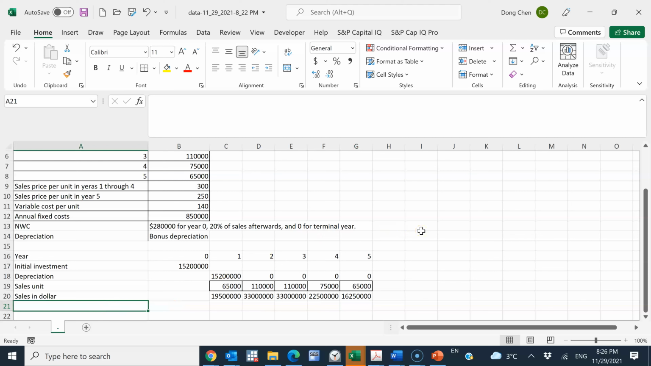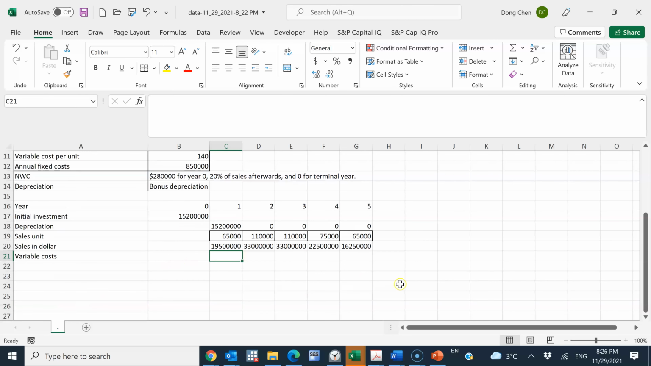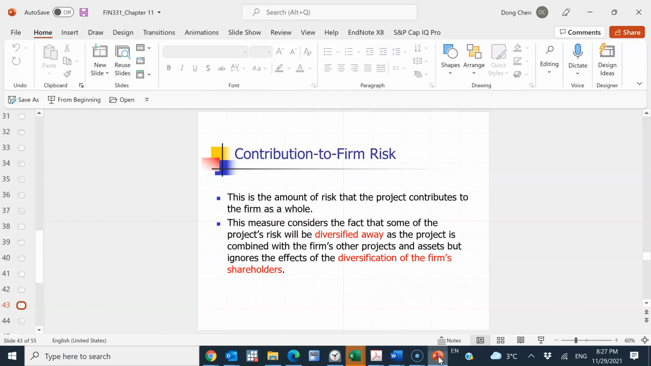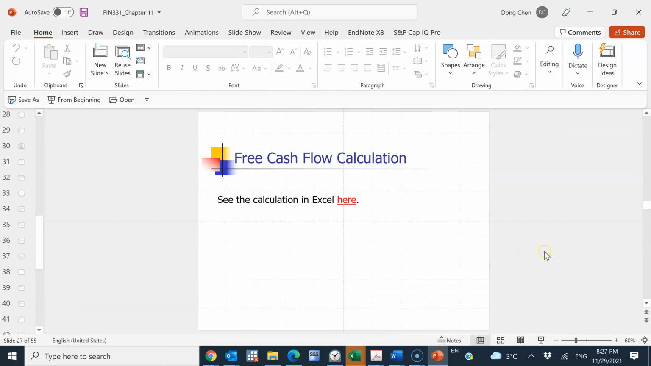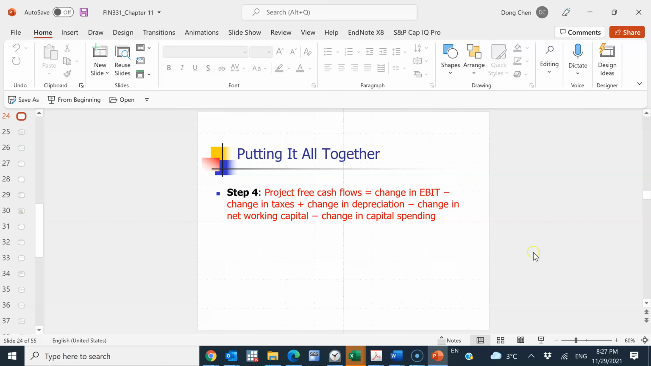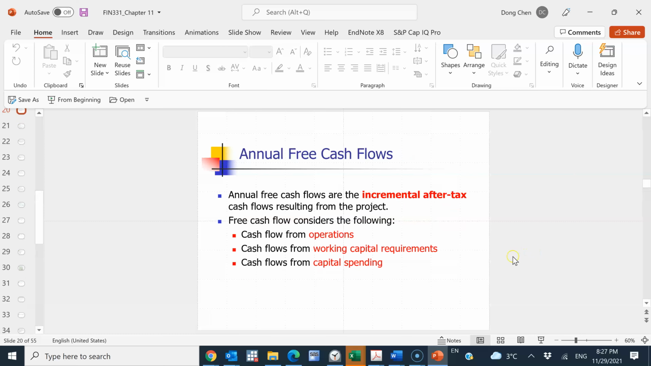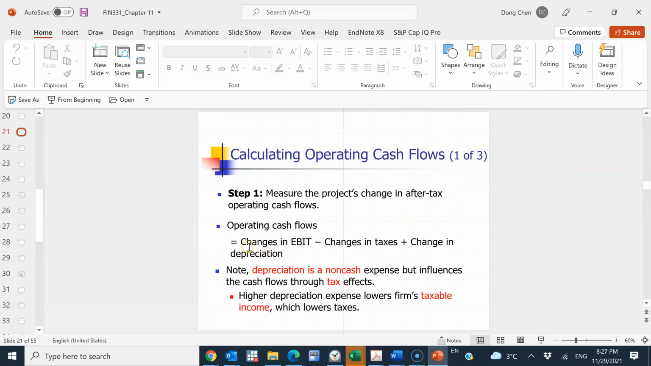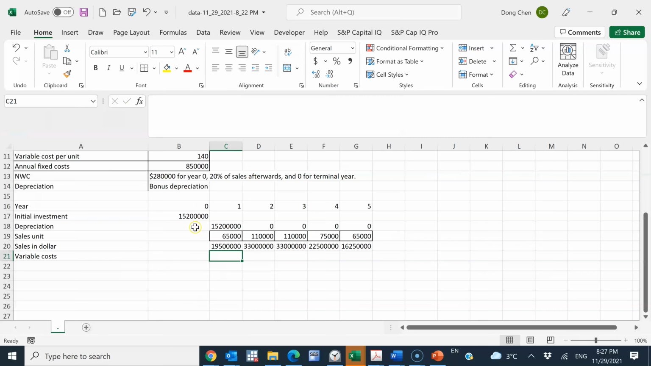And now with the variable cost, why do I calculate all this? The reason I'm doing all this goes back to how the cash flows are estimated, right? We start from the operating cash flow, and the formula, if you look at it, is basically EBIT minus the taxes plus the depreciation. Everything needs to be in incremental format, which is why we have the change here. But since all the numbers given are specific to this project, they are already in the incremental format.